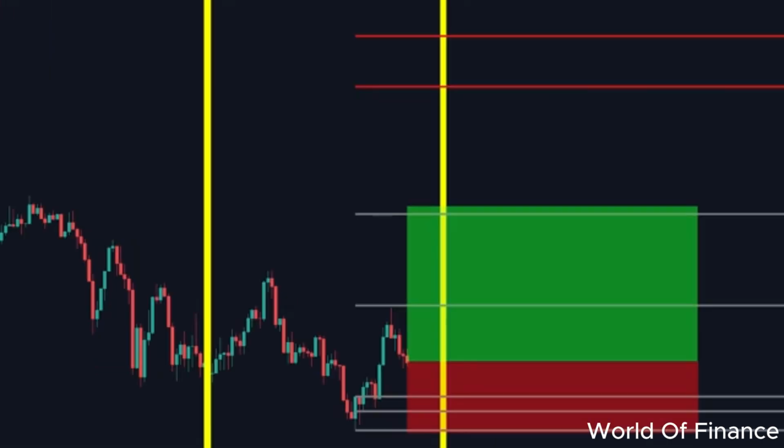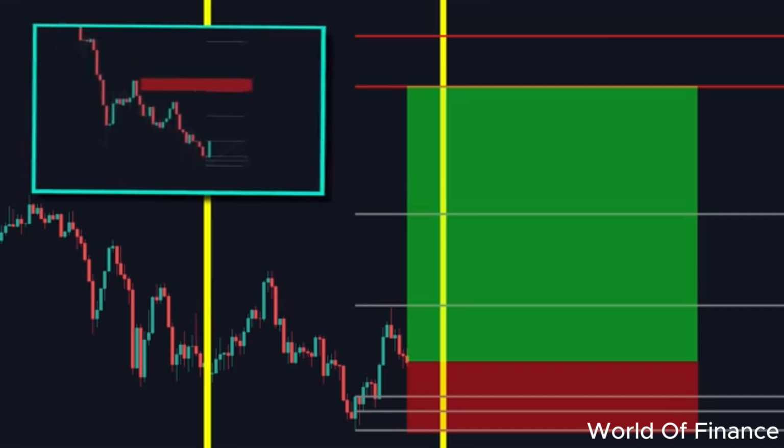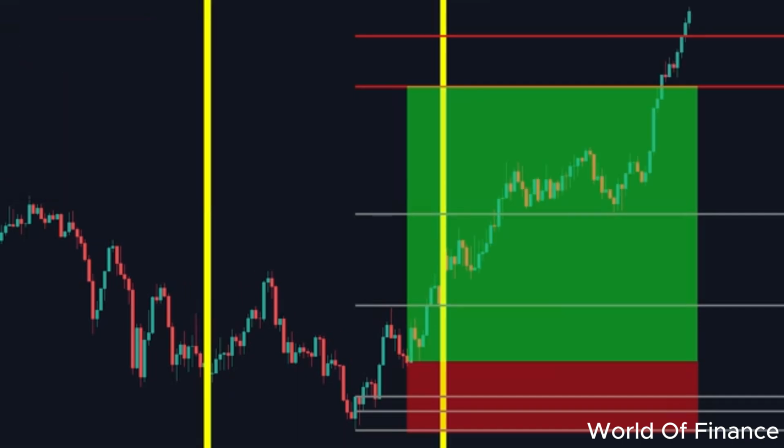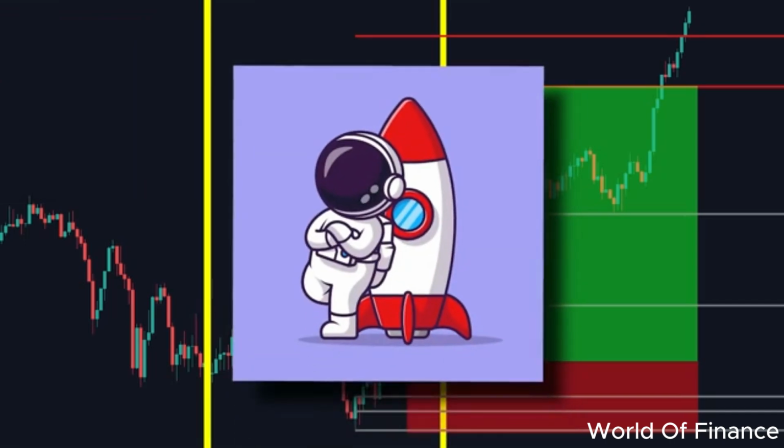Now, instead of taking profits at this level like we did last time, we now set our take profit at this red zone, as we also know it aligns with a confluence on a higher time frame. We let the trade play out, and we get to ride this move for some extra profit.